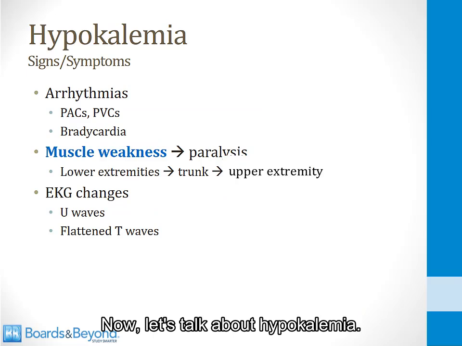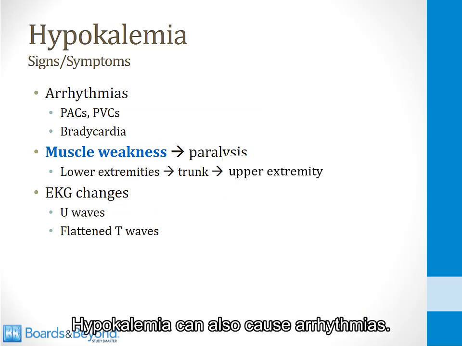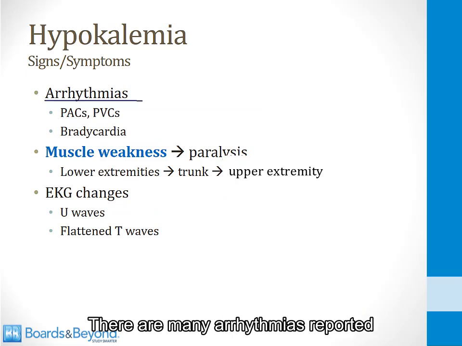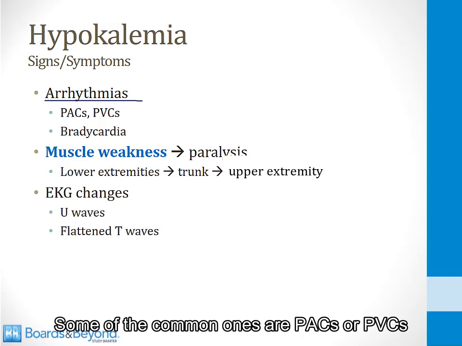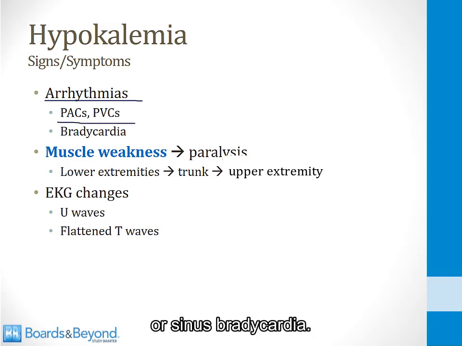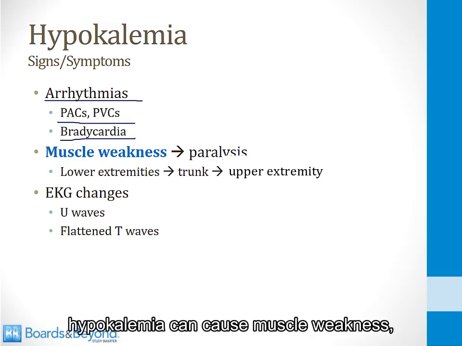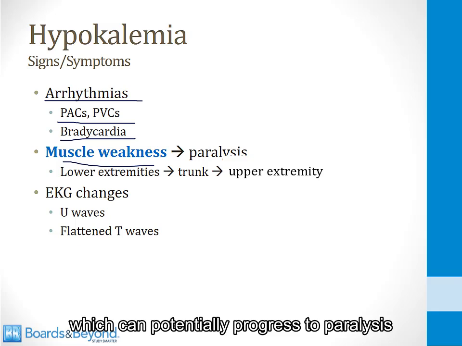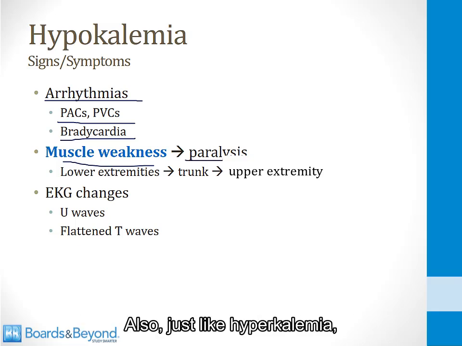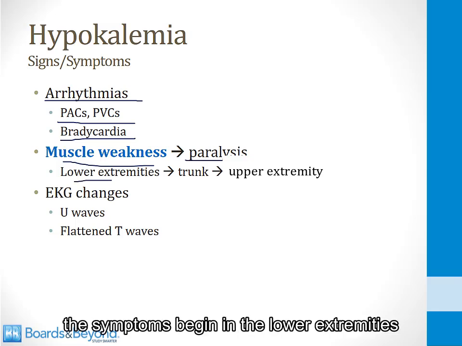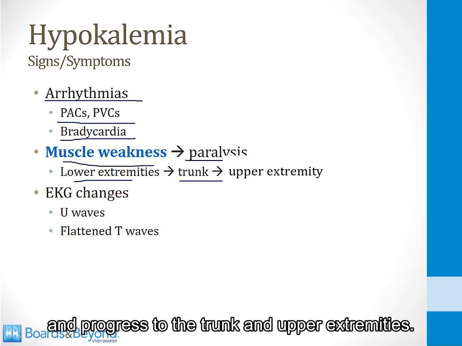Now let's talk about hypokalemia. Hypokalemia can also cause arrhythmias. There are many arrhythmias reported in the setting of hypokalemia. Some of the common ones are PACs or PVCs or sinus bradycardia. Just like hyperkalemia, hypokalemia can cause muscle weakness, which can potentially progress to paralysis if the serum potassium level is very low. Also, just like hyperkalemia, the symptoms begin in the lower extremities and progress to the trunk and upper extremities.